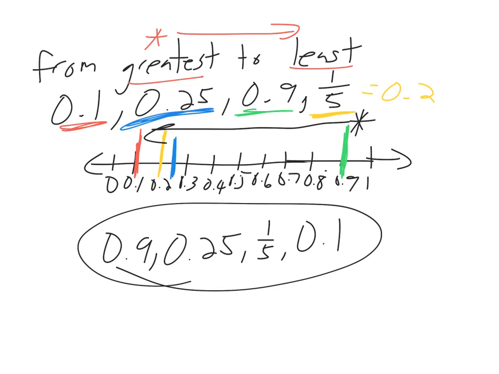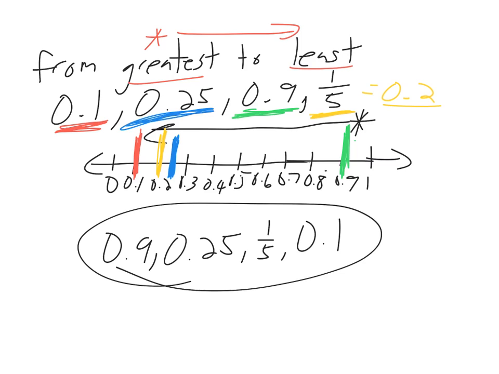Alright, so this is what it should look like. So 0.1 is in the red here. There's the line for it right there. 0.25 is halfway between 0.2 and 0.3, so it goes right there. 0.9 is over here. And 1/5 is the same thing as 0.2, so that line goes there in yellow.